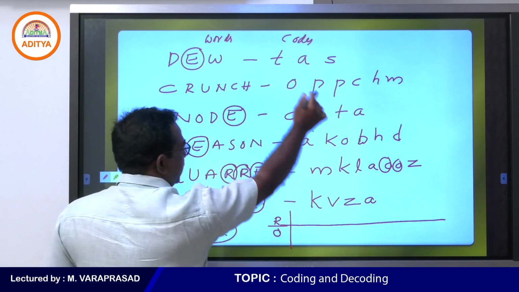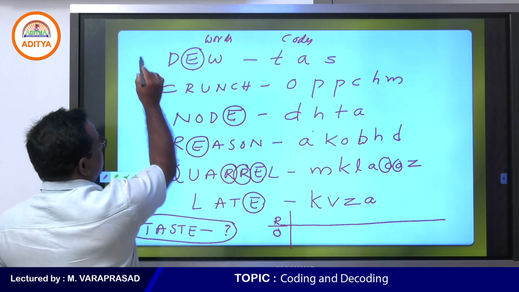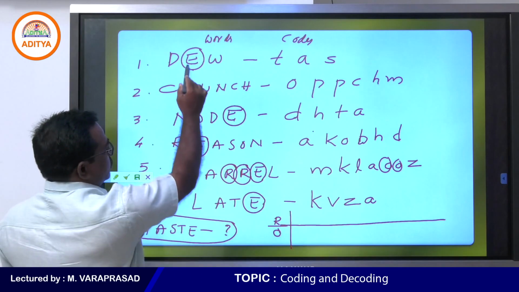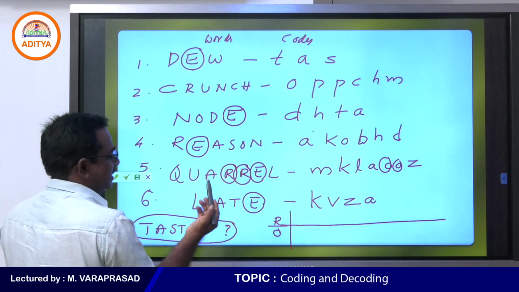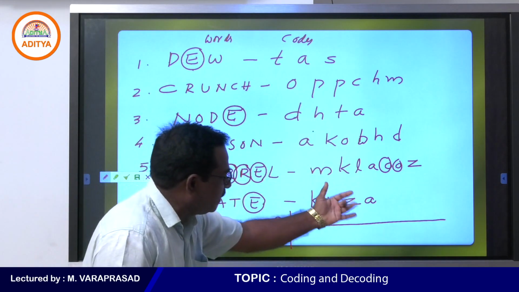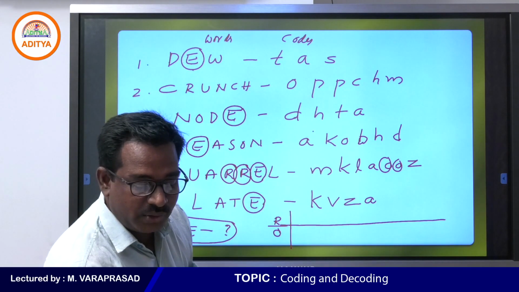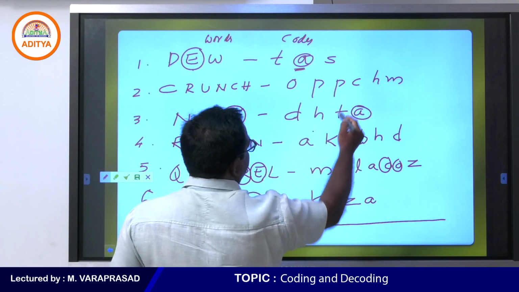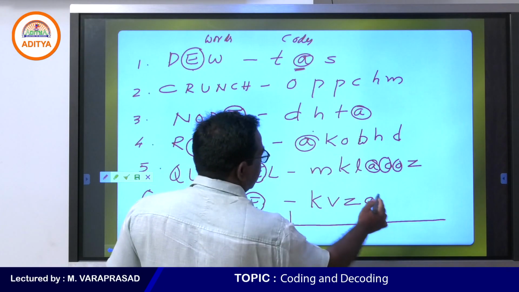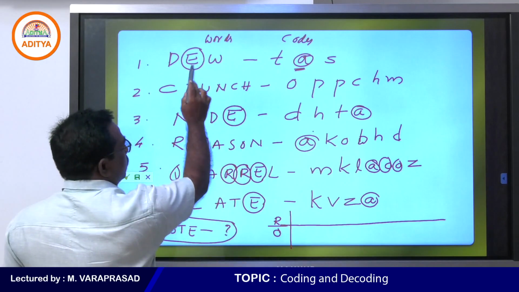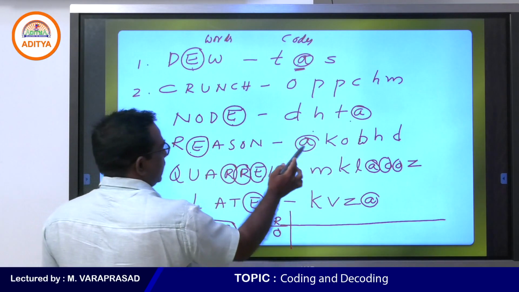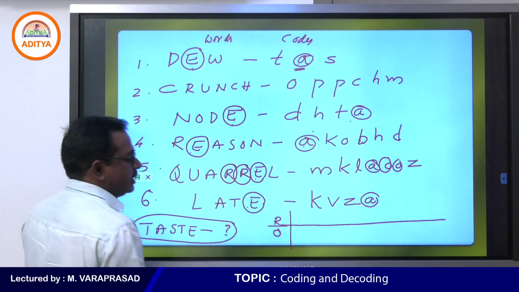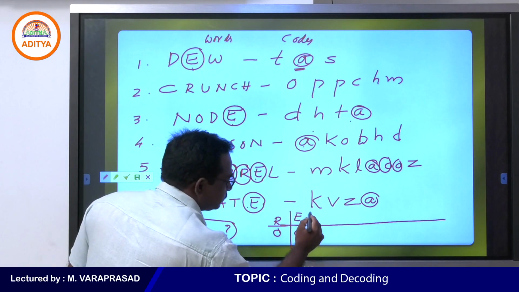So what letter is repeated in this? First one, third one, fourth one, fifth one and sixth one. E is repeated. What letter is repeated? In the place of E, what can we write? See, A is here in the first one, third one, fourth one, fifth one, sixth one. So A is repeated, E is repeated. So in the place of E, we can write A.